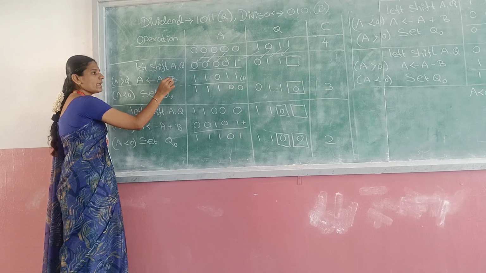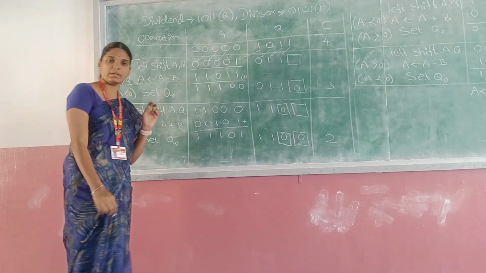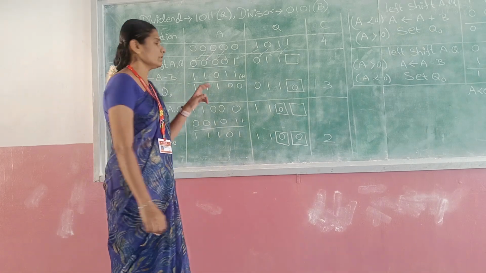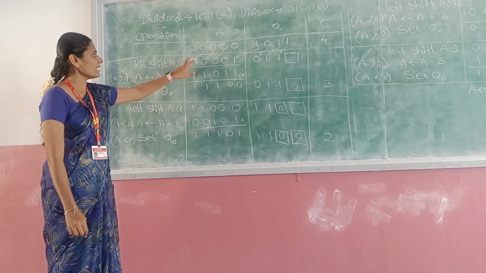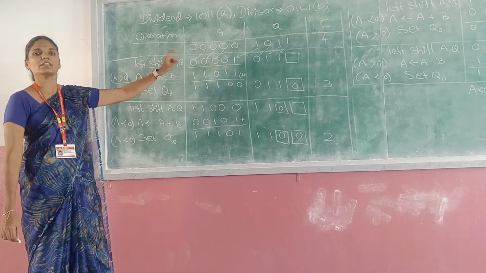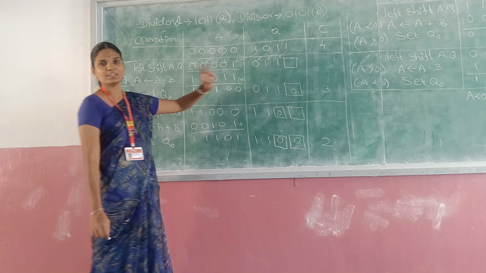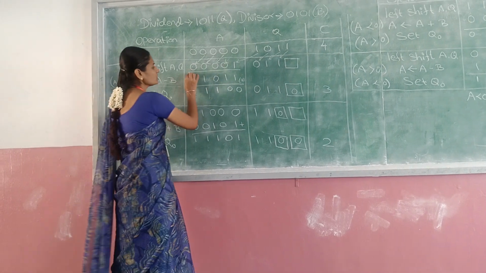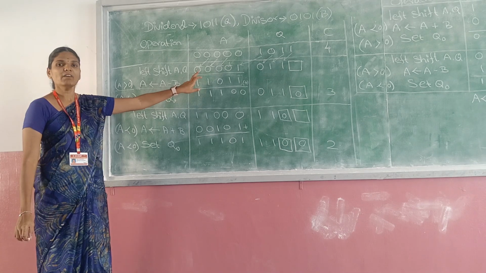A equal to A minus B. To perform this minus operation, we will always be doing our 2's complement operation. We will not be directly subtracting the A and B values. We will be taking the A value as it is, and we have to take the 2's complement value of B, and perform the addition operation. So this is the 2's complement value of B, which we have already calculated and included here.